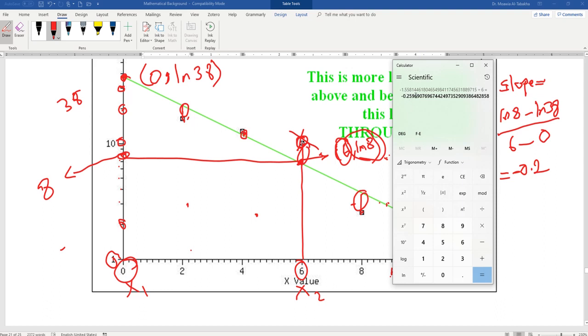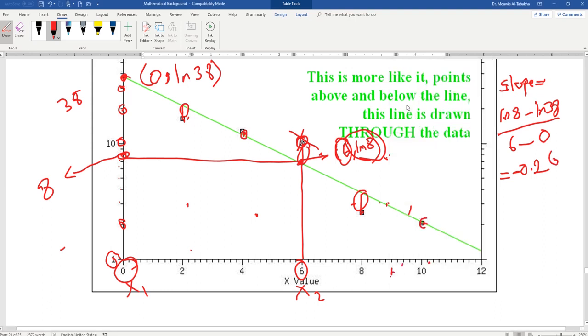0.259. So 9 is more than 5, so this becomes 0.26. Minus 0.26. This is the answer. So it's negative. The slope is negative and it's equal to minus 0.26.